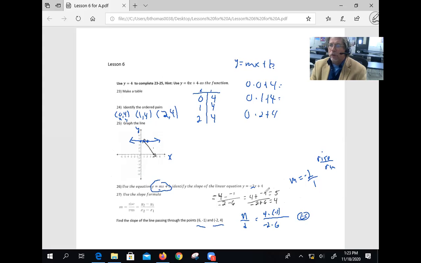What you also could do, though, is if you rewrite this, 4 take away -1 really means 4 plus 1. Because remember, if you change subtraction to addition, that negative number has turned into a positive number. So you should have 4 plus 1. And -2 take away 6, that should be the same thing as -2 plus a -6. So what I should have then is 5 over -8, or in other words, -5/8 would be the slope to that problem.